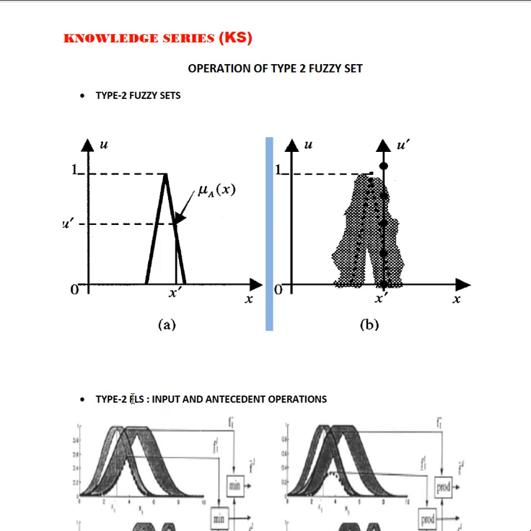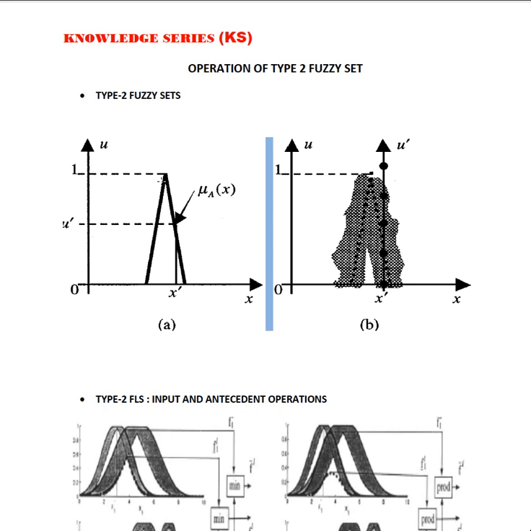Now here you can see there are two figures being shown. One figure is related to the type 1 fuzzy set, and you know the type 1 fuzzy set considers the membership functions as totally precise. That means it considers that there is no uncertainty appearing in the type 1 fuzzy set, and whatever uncertainty there is, it is shown with respect to the single line, the inclined line.